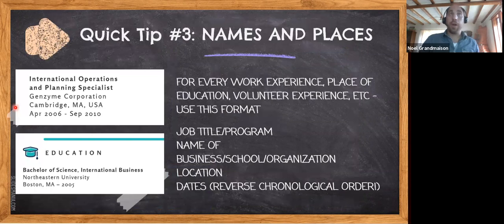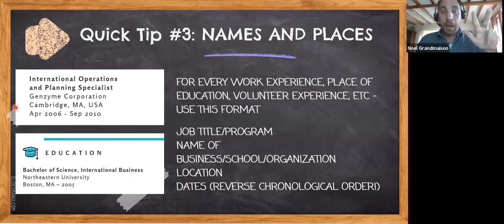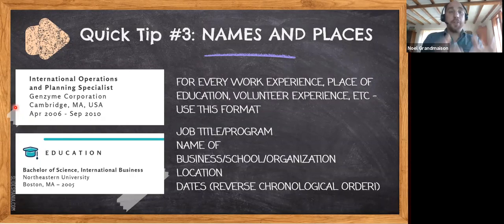All right, quick tip number three, names and places. This is very important, okay? It's very important, and I'll explain a little more in the next tip, but the resume should have a consistent format. Any time you list an experience, a work experience, a volunteer experience, education, a place that you have studied, anytime there's an organization, you need to list this information, and this is a good order to do it. Okay?